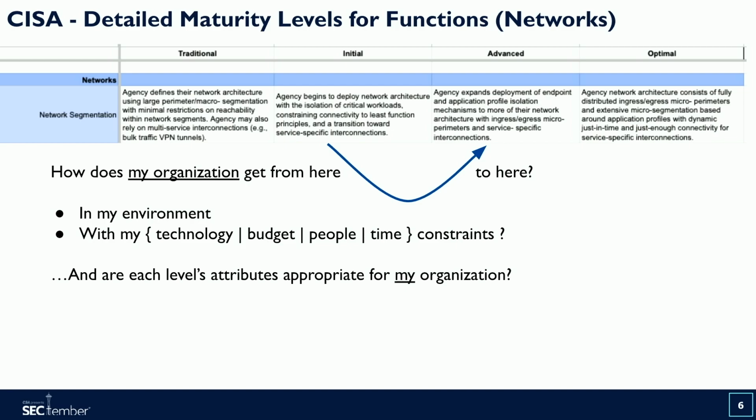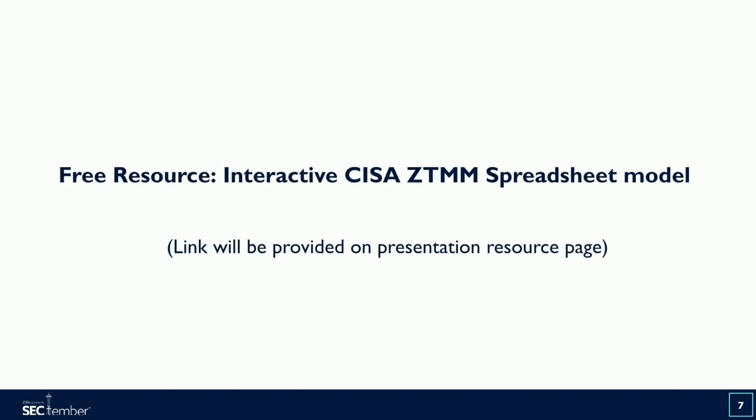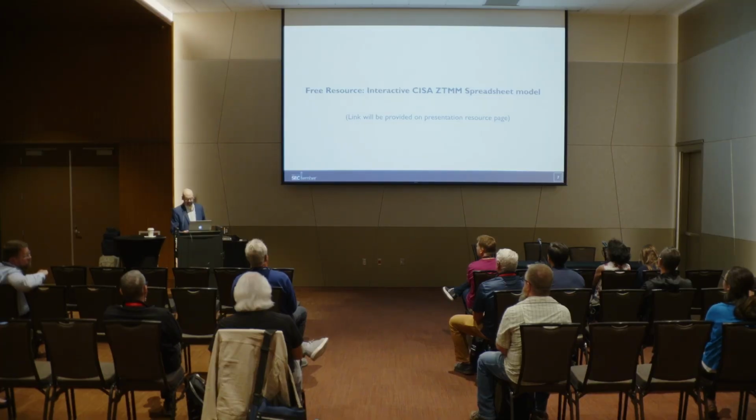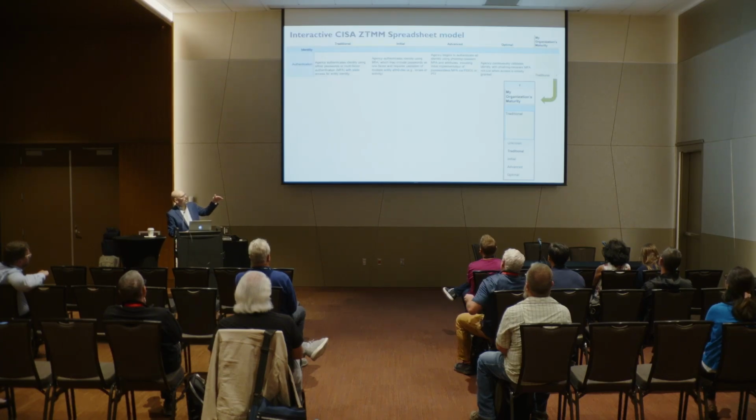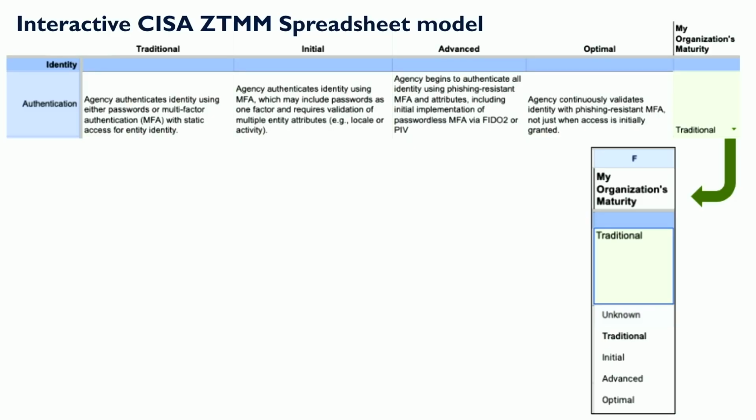Now, to help with this, I put together a freely available spreadsheet version of this maturity model with some interactivity, and the link will be provided at the end. Basically, for each of those 40 functions, you look at this, you make a decision, and you click the drop-down, and you say, okay, I'm at traditional for this particular function.